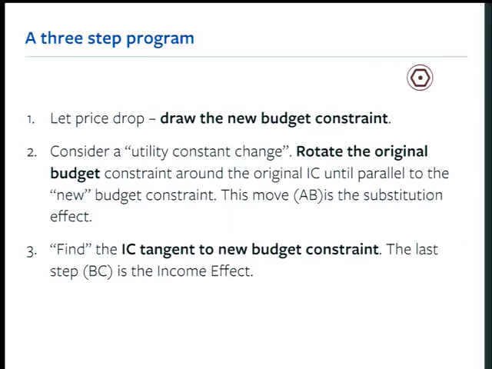Then what you want to do is you figure out what the optimal consumption bundle is on your original budget constraint, and you rotate the original budget constraint around the original indifference curve until it's parallel to the new budget constraint. That gets you the substitution effect. Then you simply move out to the new budget constraint, which you've already drawn, and you find the indifference curve tangent to the new budget constraint. That will give you the income effect.